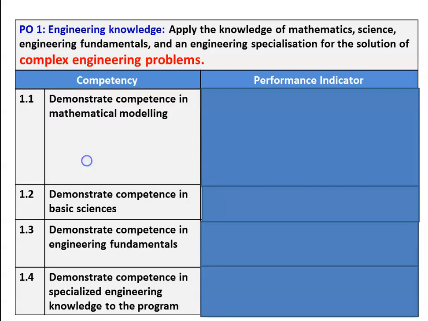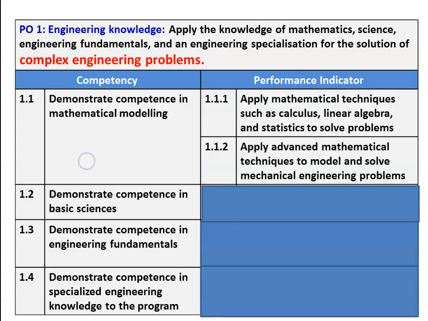For PO1, there are 4 competencies. First, demonstrate competence in mathematical modeling. Then demonstrate competence in the basic sciences. Demonstrate competence in engineering fundamentals. And demonstrate competence in the specialized engineering knowledge of the program. So the student has to demonstrate competence in mathematical modeling and in basic sciences. We have to design our lecturing style based on the requirement, so that at the end of the lecture the student will demonstrate the mathematical modeling.